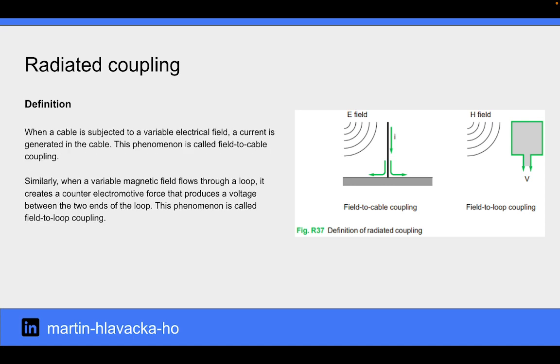When a cable is subjected to a variable electrical field, a current is generated in the cable. This phenomenon is called field-to-cable coupling. Similarly, when a variable magnetic field flows through a loop, it creates a counter electromotive force that produces a voltage between the two ends of the loop. This phenomenon is called field-to-loop coupling.